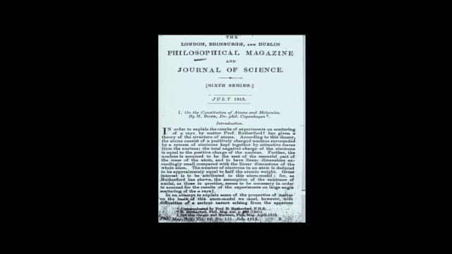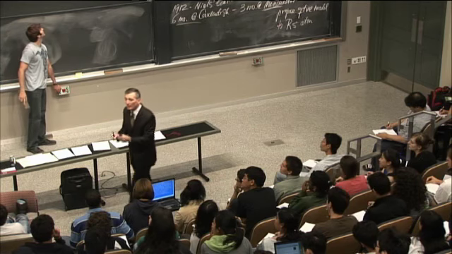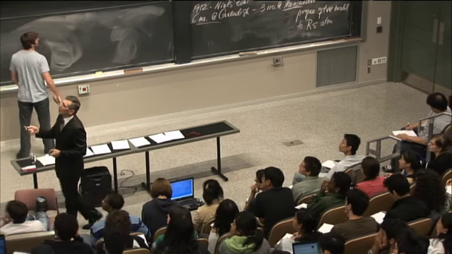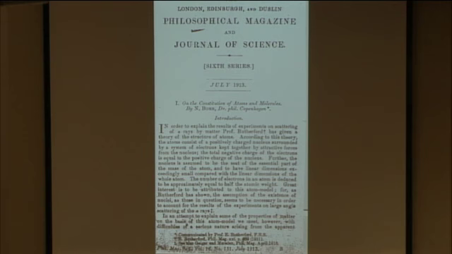This is the scientific literature. This is not Google. This is not Wikipedia. This is a primary source. This is how science is communicated. So this is a journal. It's called Philosophical Magazine and Journal of Science. It goes all the way back to the 1600s.